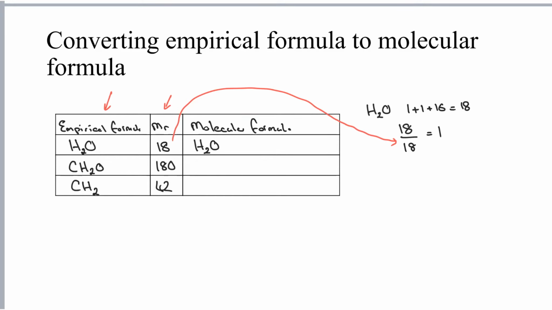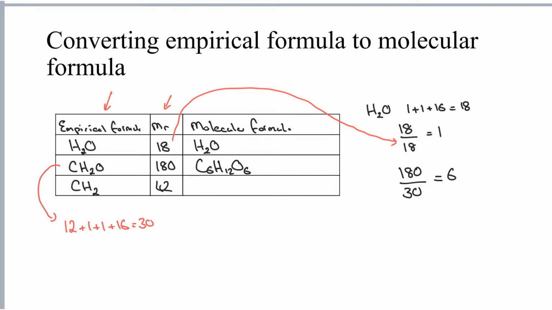Now for CH2O, we've got an MR of 180. If I work out the MR of CH2O, carbon's 12, and we've got 2 hydrogens, so plus 1 plus 1, plus 16 for the oxygen. That gives us 12, 13, 14, that gives us 30. So over here, if we get 180 divided by 30, we get 6. So we need to multiply the empirical formula through by 6. So rather than CH2O, it's C6H12O6.